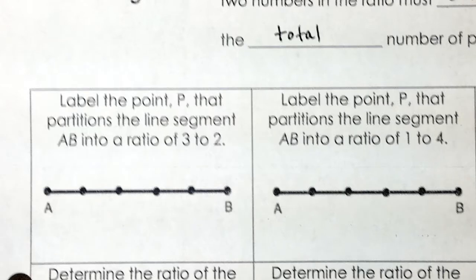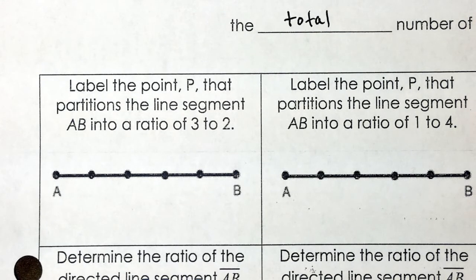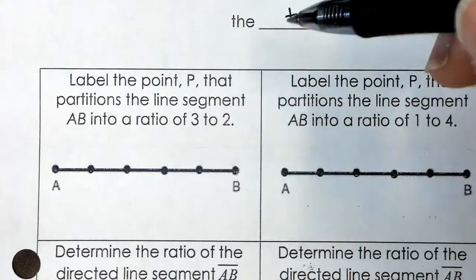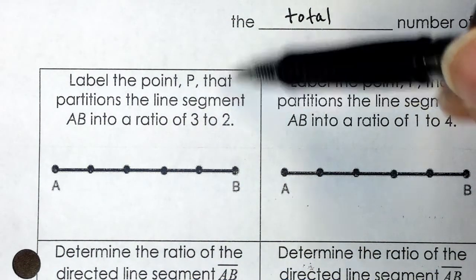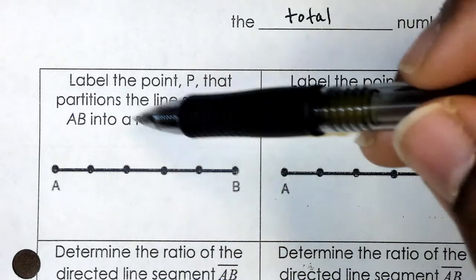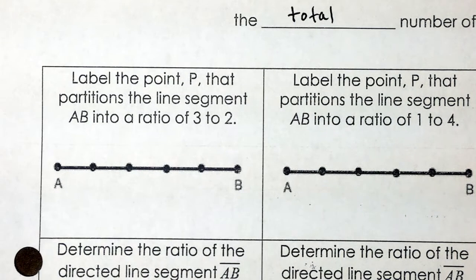Down here we're just going to talk about ratios and splitting and part versus whole type thing. So it says label point P that partitions the line segment AB, which is this line segment, into a ratio of 3 to 2. So they want you to split this line segment into 3 pieces versus 2 pieces from A to B.